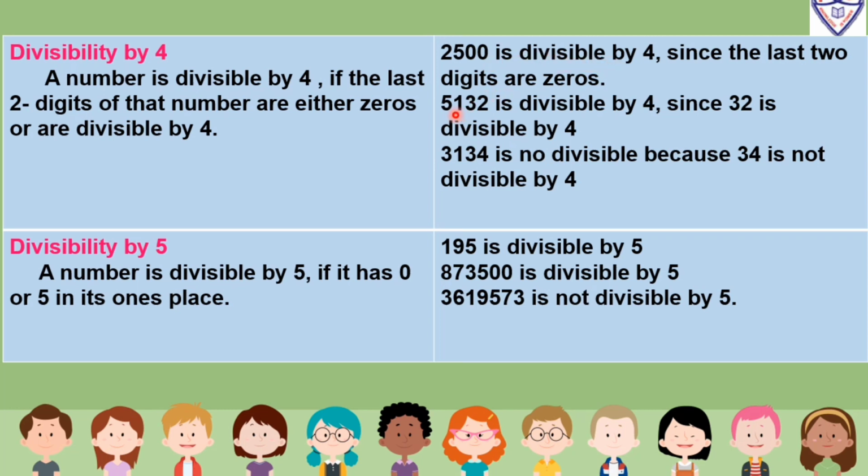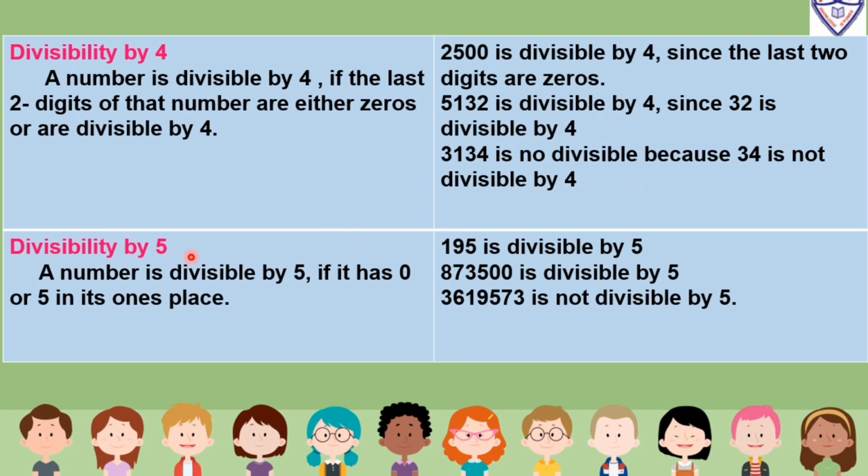Now second, 5132 is divisible by 4 because we have to see the last two digits, it is 32. So 32 is divisible by 4. It will come in the 4 table. 4 eights are 32. So 5132 is divisible by 4. Now 3134 is not divisible by 4 because in the last two digits, 34 is there. So 34 will not come in the 4 table. So 3134 is not divisible by 4.